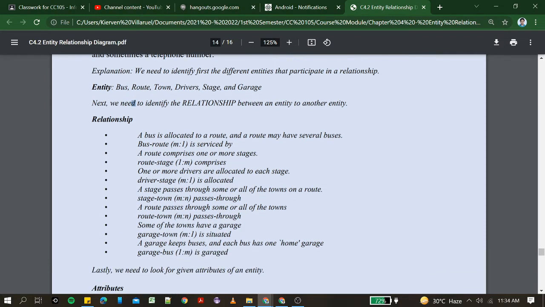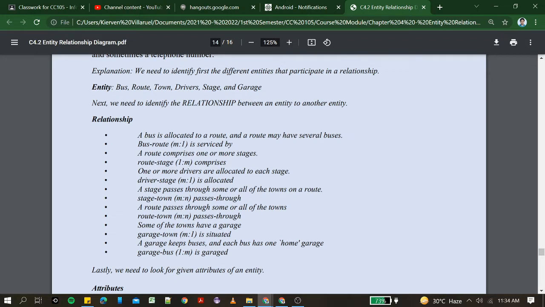Okay. So, ito yung mga pwede nating ma-determine na relationship based on those entities. So, we have here, a bus is allocated to a route and a route may have several buses. Okay? Sabi dito, yung bus and the route ay merong many-to-one relationship or one-to-many relationship. Pag binaliktad mo, one route can have many buses.